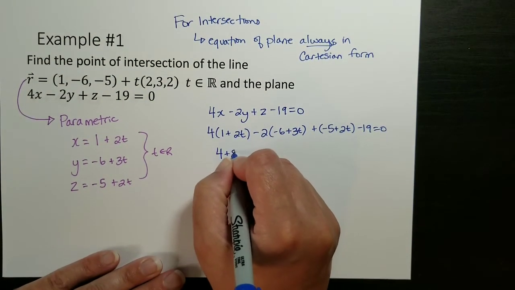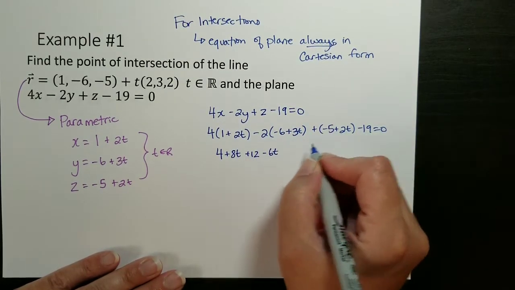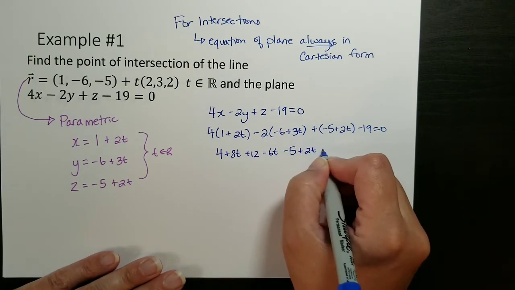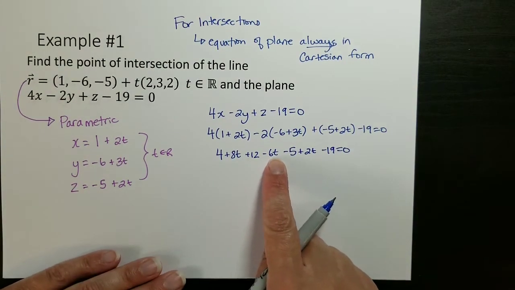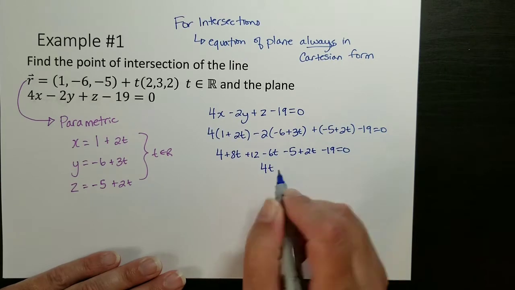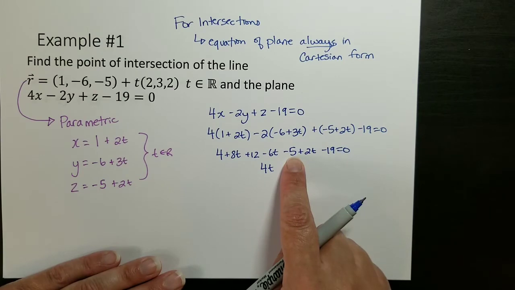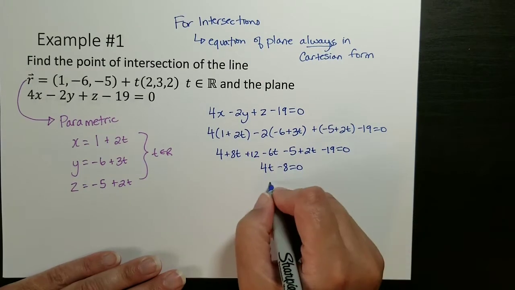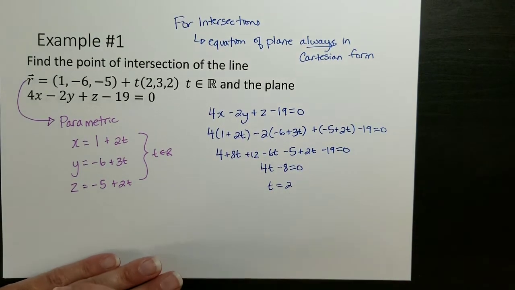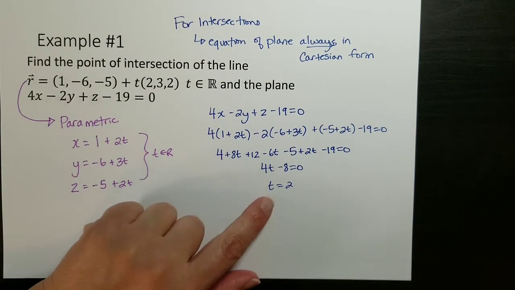So 4 plus 8t plus 12, careful with my negatives here, minus 6t minus 5 plus 2t minus 19 equals 0. And how many t's do I have? 8 minus 6 is 2, plus 2 more, I have 4t. And then 4 and 12 is 16, minus 5 is 11. And then minus 19, I get negative 8 equals 0. And then bring that 8 over, divide by 4, t is equal to 2. So we know that this intersection will happen with a parameter of t when that t is equal to 2.